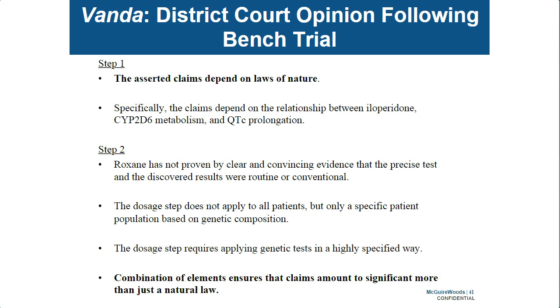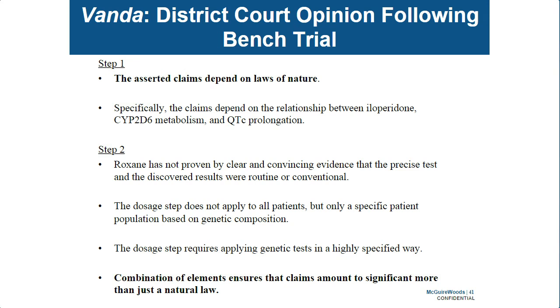However, in terms of step two, the court said the defendant has not proven by clear and convincing evidence that the precise test and the discovered results were routine or conventional. And the court said the dosage step was not applicable to all of the patients, and the dosage step required applying genetic tests in a highly specified way. And therefore, if you look at this combination of elements, it ensures that the claims amount to significantly more than just a law of nature.